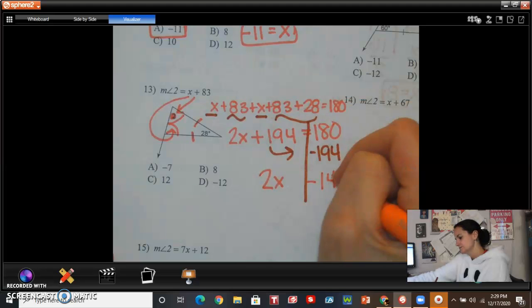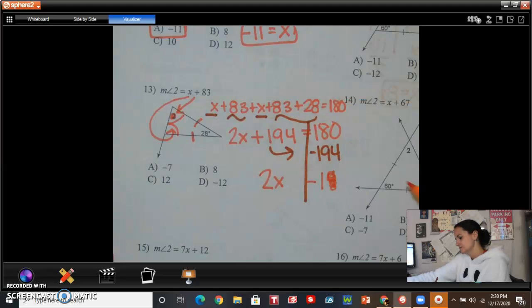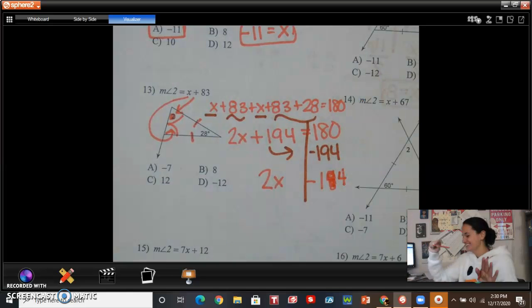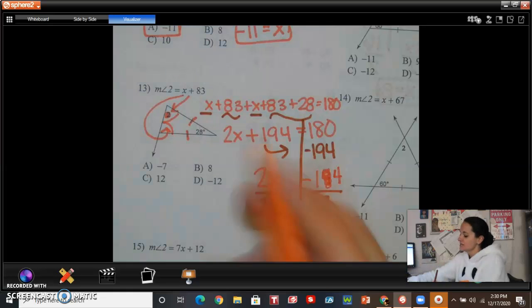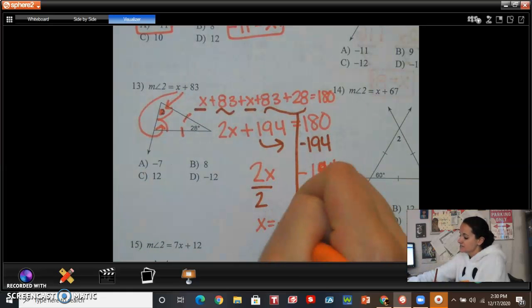My bad, y'all. My bad. Yeah, -14. Then we divide by 2. And we get our final answer as x equals -7.